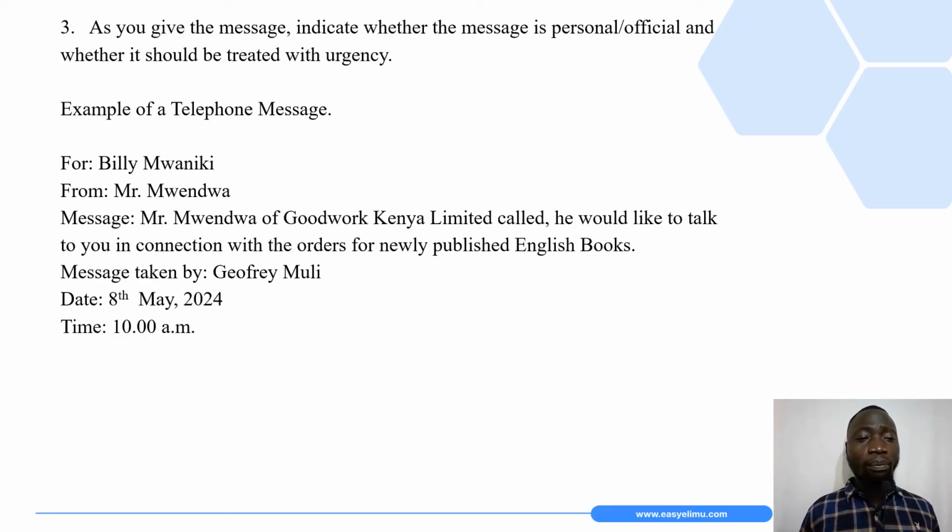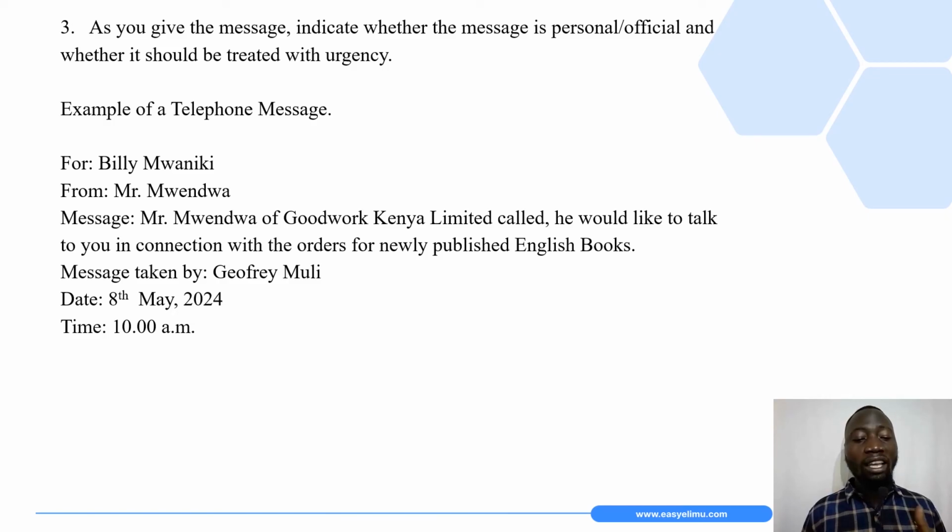In our example, the message is for Billy Mwaniki, and it is from Mr. Nicholas. Our message is: Mr. Nicholas of Good Work Kenya Limited called. He would like to talk to you in connection with the orders for newly published English books. The message is taken by Geoffrey Otieno. The date of the message is 8th May 2024, and the time is 10 a.m.